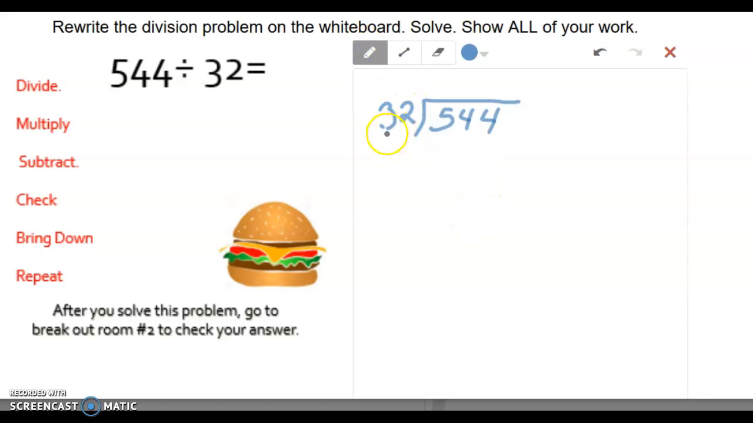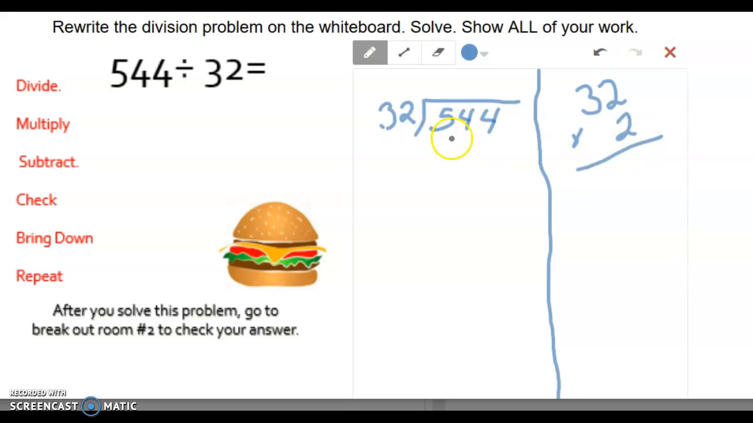All right. Now, I don't know my 32 facts off the top of my head, so I might have to do some scratch work. I might have to do some trial and error. Let me draw this line here. So over here, I'm going to do some of my calculations, my trial and error. So I'm going to take 32, and I'm going to think, well, 32 times 1 is 32. Let me see, what if I multiply it times 2? Because I need to get to 54.